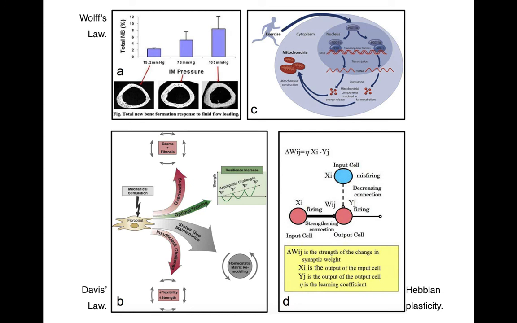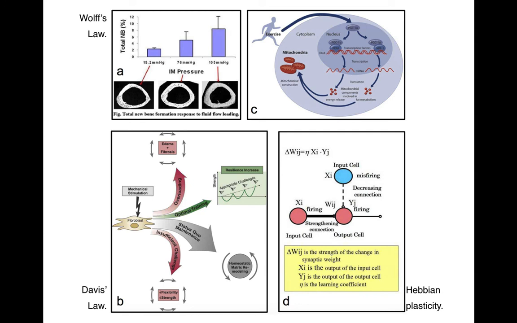There is an equivalent law for soft material. Muscle, for example, responds well to intermittent stresses. If there's too much stress, that's not a good thing. If there's too little stress, that's also not a good thing. Wolff's Law and Davis's Law. I put up here alongside it Hebbian plasticity. So this is brain feedback, or the brain responding to environmental feedback.